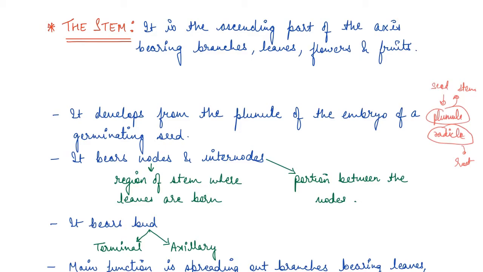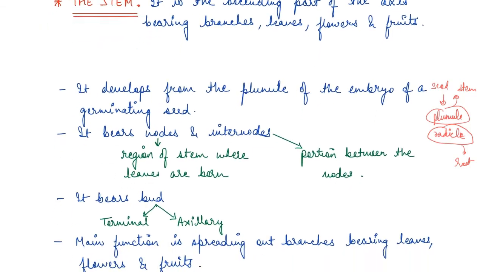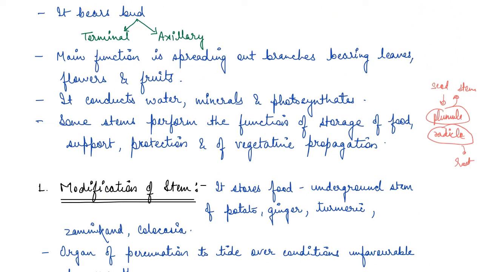Now it bears nodes and internodes, right? Now, what are nodes and internodes? So basically, nodes are the region of stem where leaves are born. So where leaves are born, it's nodes, and then internodes are basically the portion between two nodes, right? Now, this stem basically bears buds as well. So it does not just have nodes and internodes, it has buds as well. And a bud can be either terminal or axillary. So remember, a bud can either be terminal or axillary.